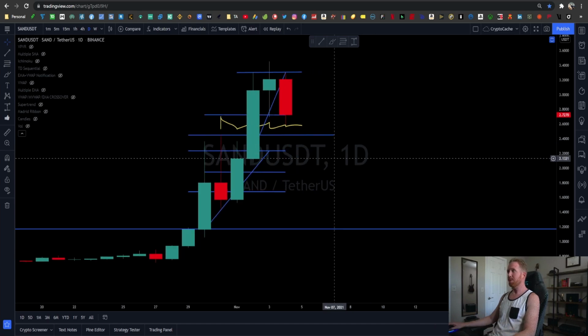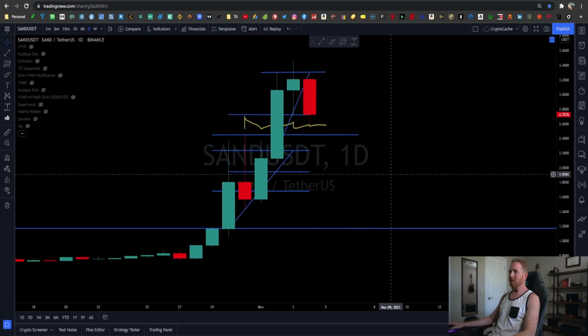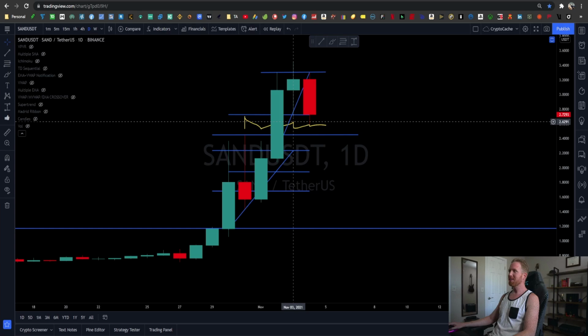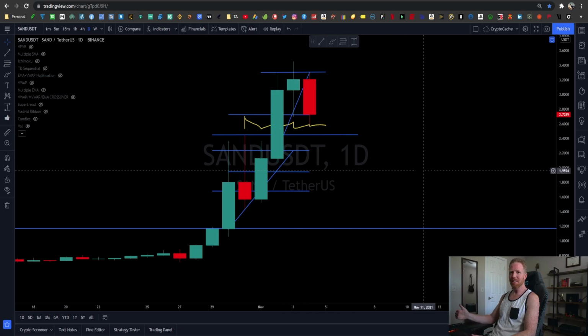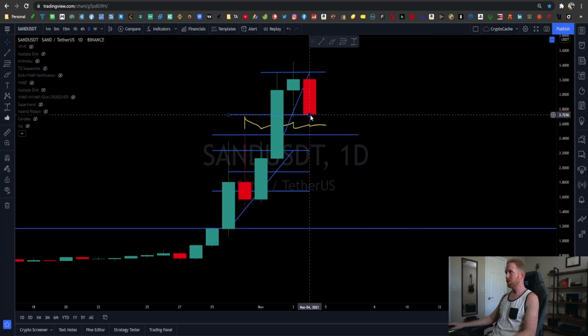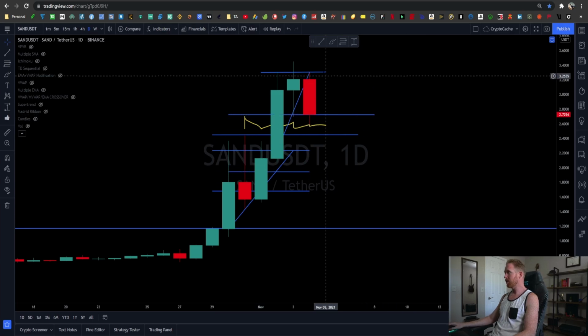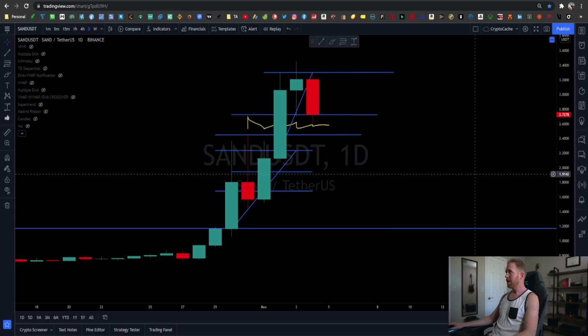Now, moving on to Sand here. This little squiggly line, we can take a closer look at it soon, but that's basically just telling us that is the support channel that Sand is essentially likely going to bounce off of. That's what I drew out yesterday, so we'll see here soon how that worked out. So we're going to extend out some of these support and resistance levels and see what's going on.